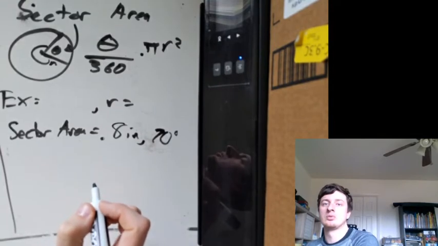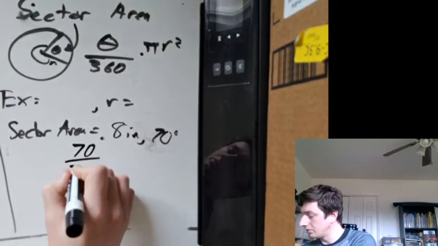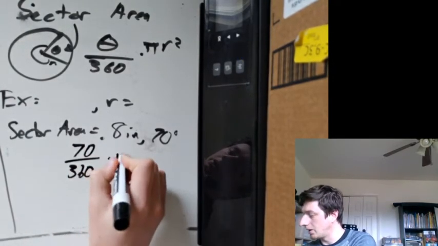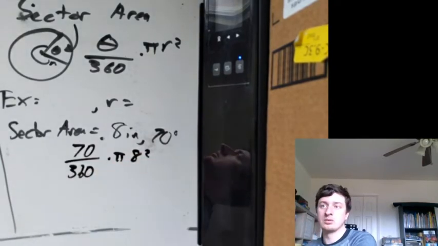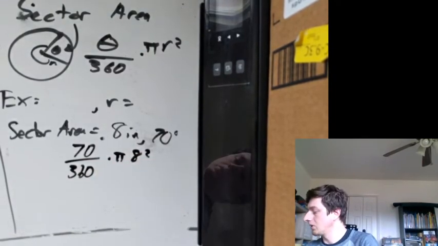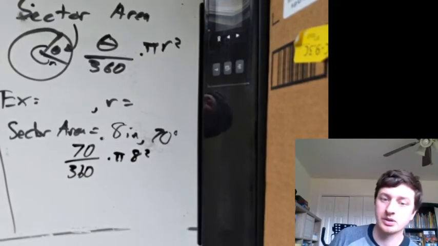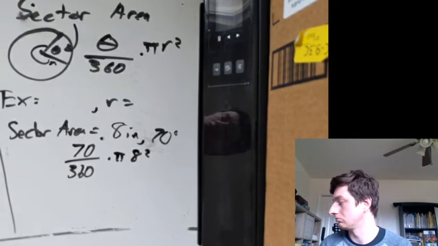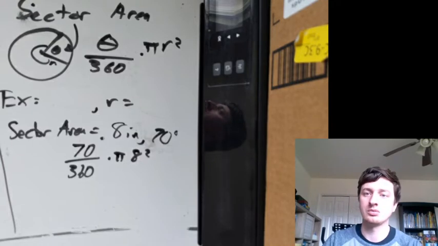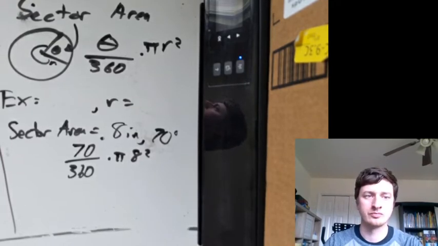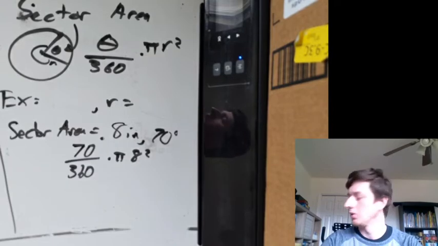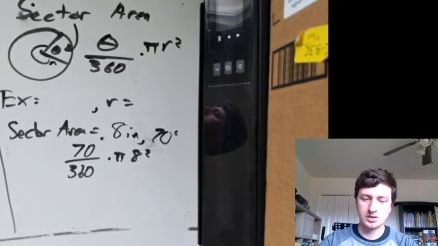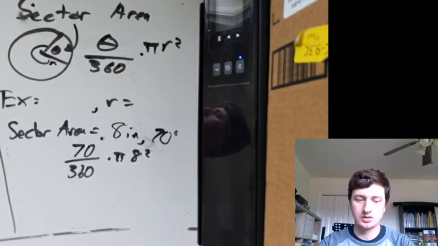So 70 degrees divided by 360 times pi, 8 squared. Then we just plug that into the calculator, and that would give us the portion of the area. You could find the large or the small. Okay, so this would be in Desmos: 70 times pi times 8 times 8 divided by 360.